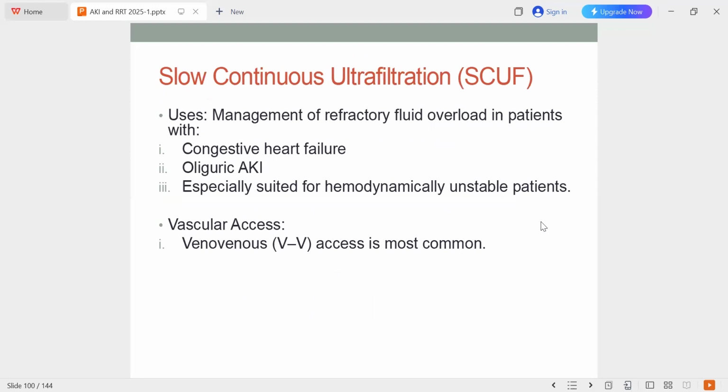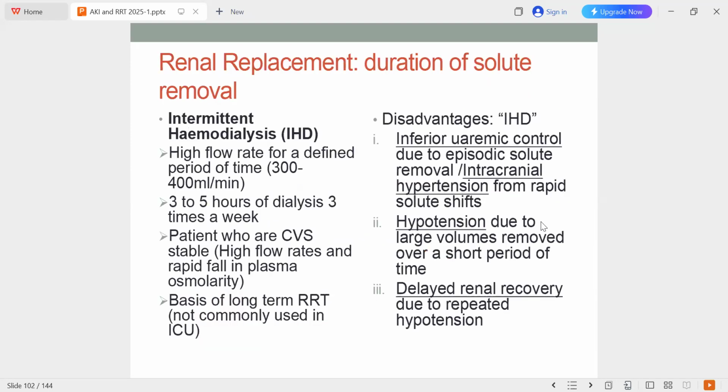All right, so the usefulness of slow continuous ultrafiltration, SCUF, is management of refractory fluid overload in patients with congestive heart failure, oliguric AKI, and is especially suited for hemodynamically unstable patients. Vascular access is also venovenous, which is the most commonly used.